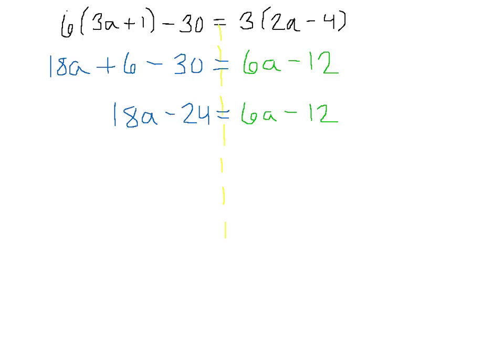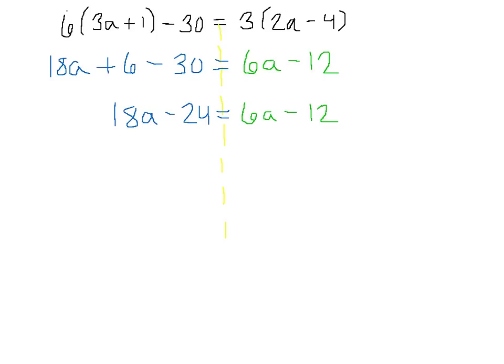Technically, I can either subtract 18a from both sides, add 24 to both sides, subtract 6a from both sides, or add 12 to both sides. The truth is, I can do any one of those things first and still end up with the same correct answer. But here's what I recommend.